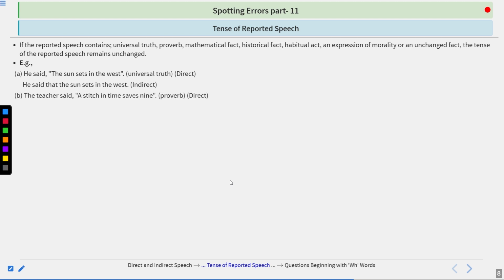The teacher said, a stitch in time saves nine. A stitch in time saves nine is a proverb. So again, we don't need to change the tense of the reported speech. So the correct indirect speech will be, the teacher said that a stitch in time saves nine. I hope you have understood.